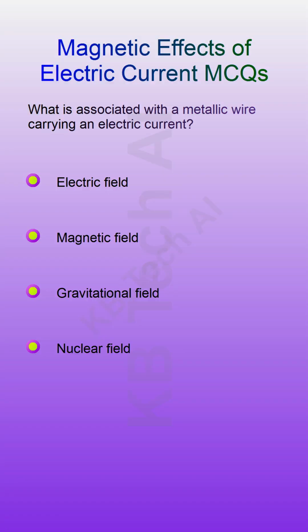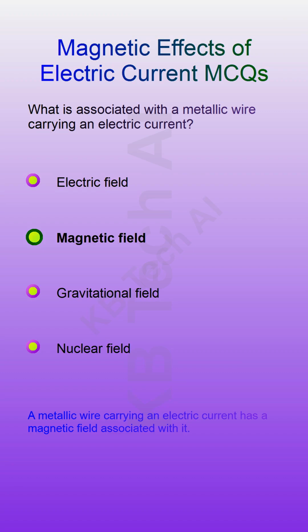What is associated with a metallic wire carrying an electric current? Option 1, electric field. Option 2, magnetic field. Option 3, gravitational field. Option 4, nuclear field. The answer is, option 2, magnetic field.